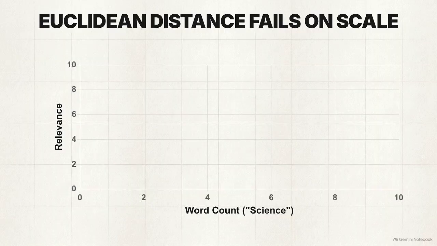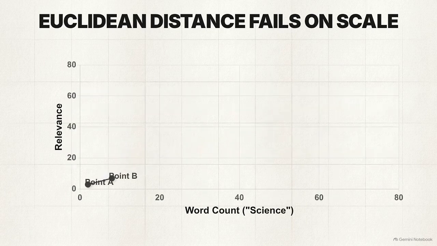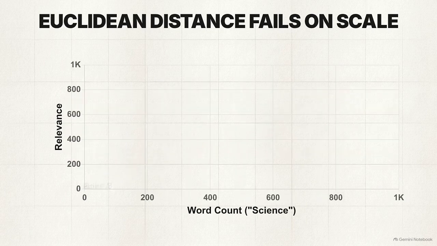Take a look at this 2D graph. For a human, the intuitive way to measure the space between 2 points is Euclidean distance, drawing a straight line directly from one to the other. This logic falters when we compare identical concepts of different sizes.